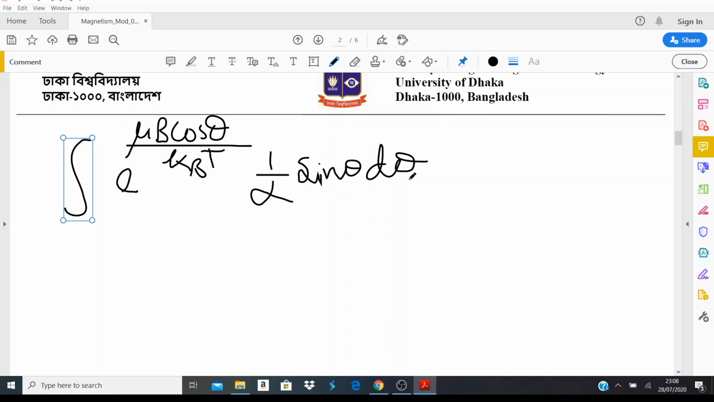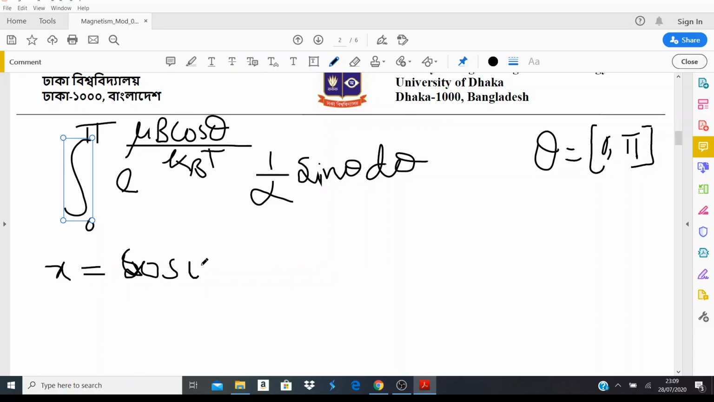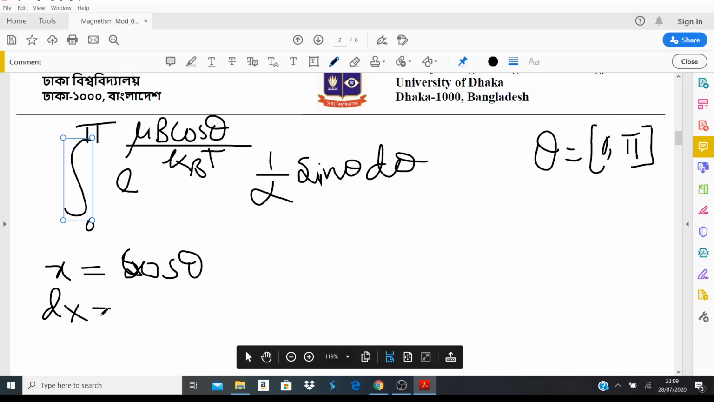So we need to perform this integration over the theta variable, and from your geometry basics, you know theta is the angle between the z-axis and your moment, right? That's your polar angle. So theta has a range which starts from 0 to pi, right? So we need to perform this integration from 0 to pi. For this sort of integration, the idea is you need some replacement of variable. So we will assume that cosine theta is x, then dx is nothing but sine theta d theta, right?